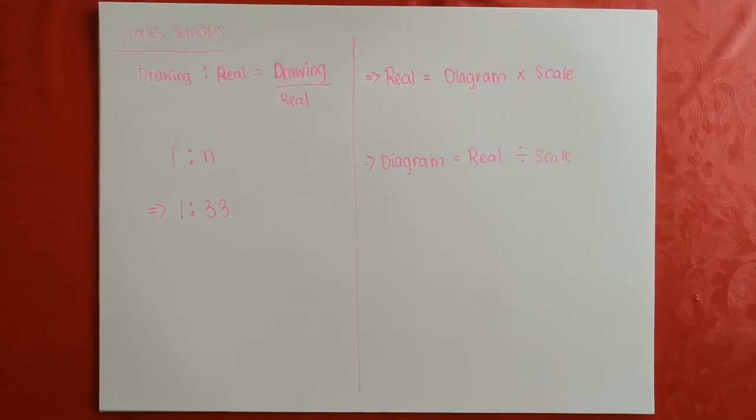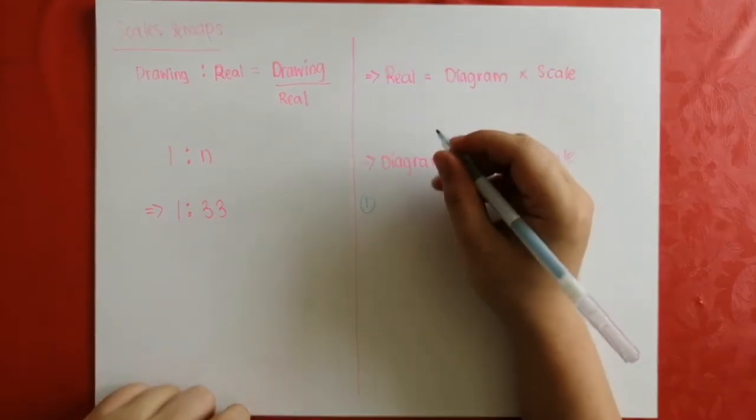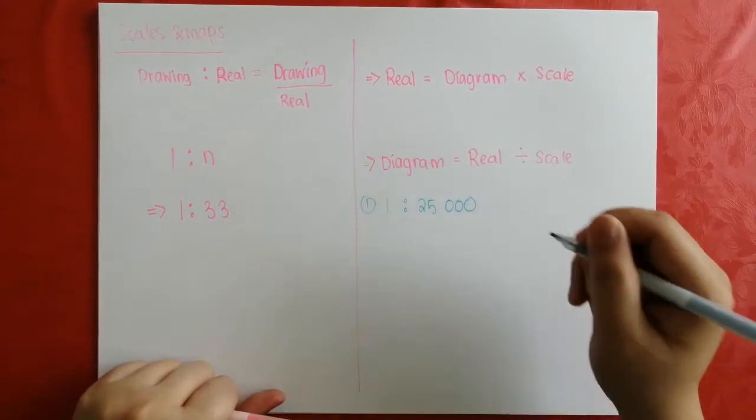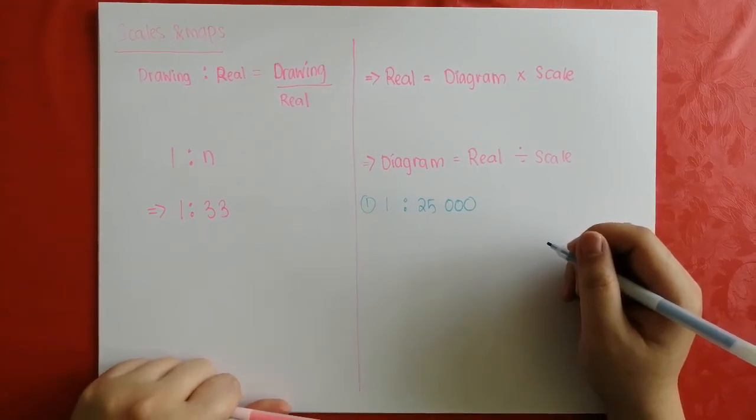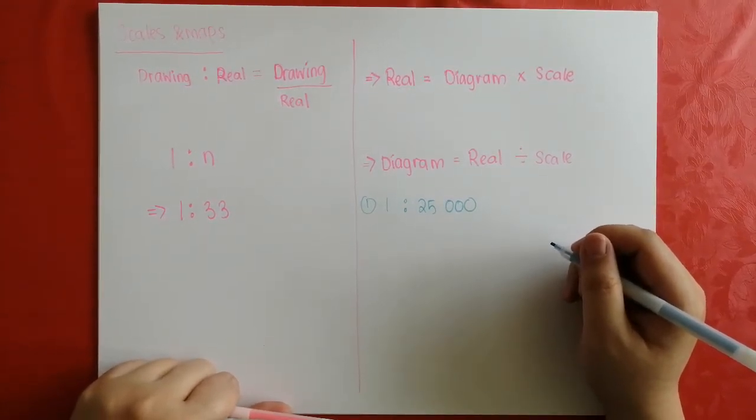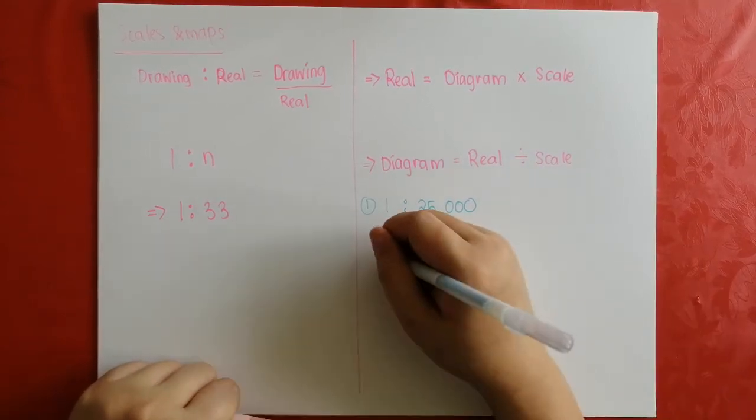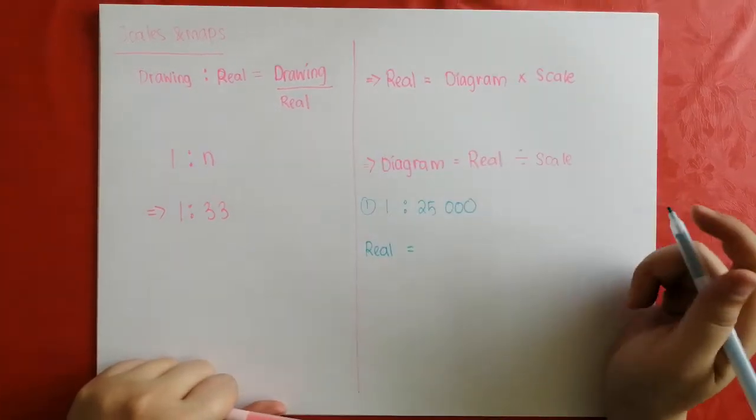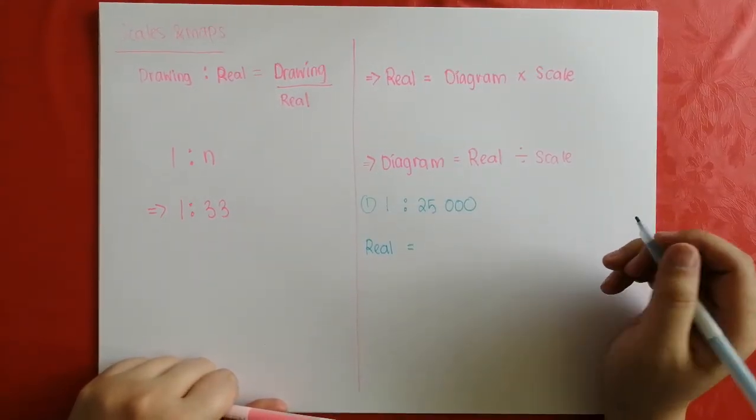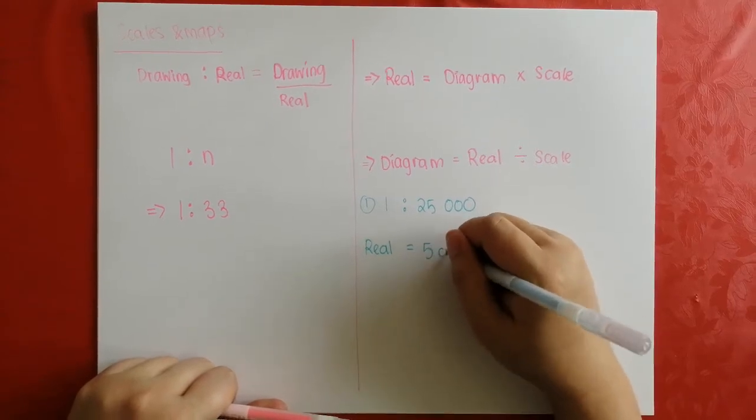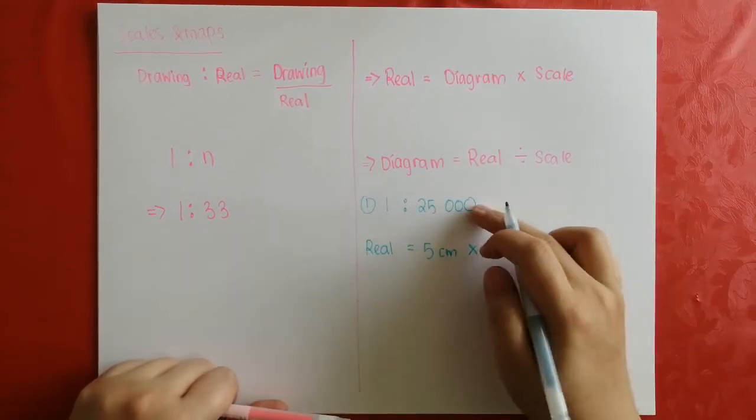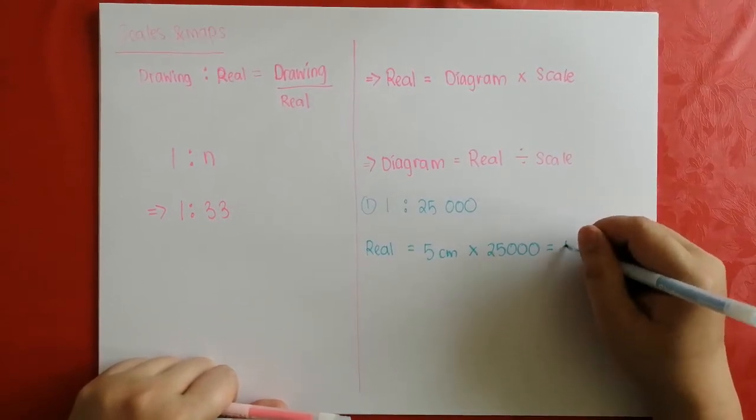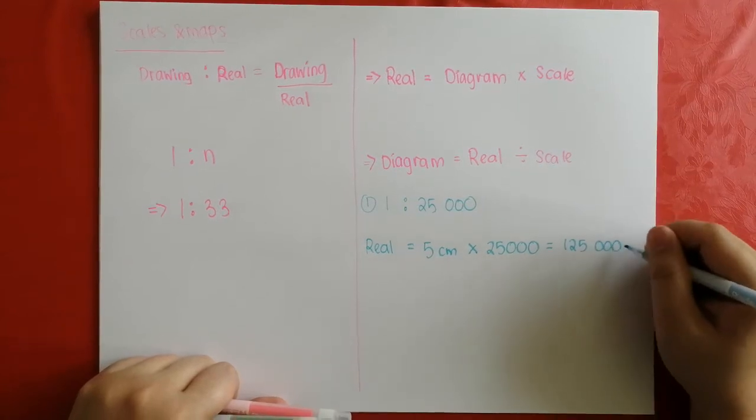Worked example number 1: you have the scale 1:25,000. Find the real distance between 2 points that are 5 cm apart on the map. So you are asked to find the real distance. The real distance is the length of the diagram, in this case on the map, which is 5 cm, multiplied by our scale, 25,000. Therefore that gives you 125,000 centimeter.